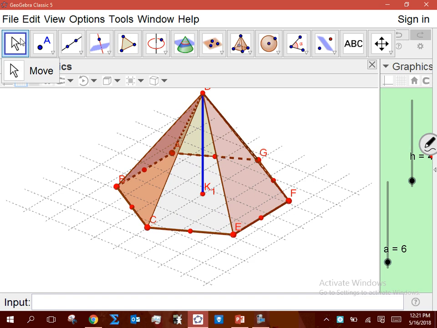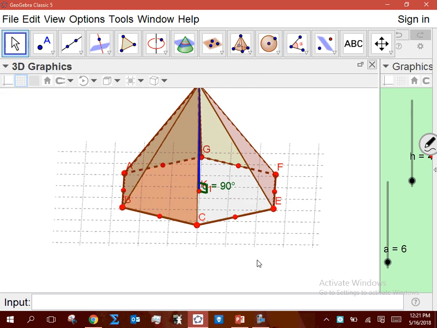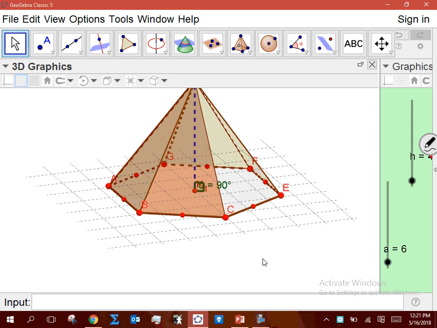So that blue segment up there, that blue segment is our altitude of the pyramid. Is that all right? Okay. And it's the altitude of the pyramid because it is perpendicular. It is perpendicular to the base. Okay with everybody? Okay.